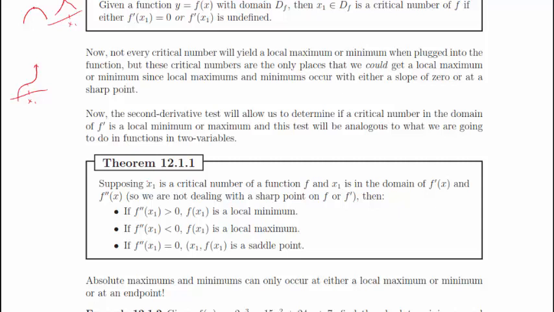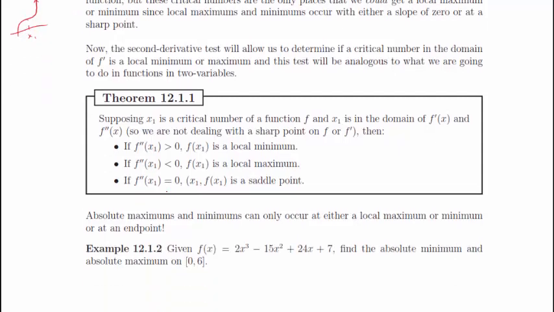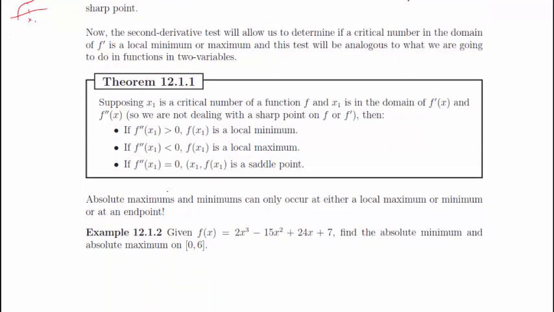So our theorem 12.1.1 says, supposing x1 is a critical number of a function f and x1 is in the domain of f prime, so it's not a sharp point that we're looking at, and f double prime, if x1 is in the domain of f prime and in the domain of f double prime, so we're not dealing with a sharp point on f or f prime, and so we can even do this second derivative test. If f double prime is undefined, then these little items that we have here wouldn't apply. So if f double prime of x1 is greater than 0, then f of x1 is a local minimum.